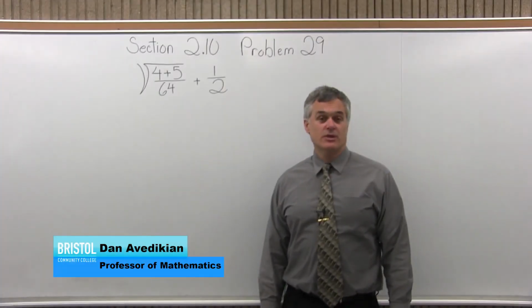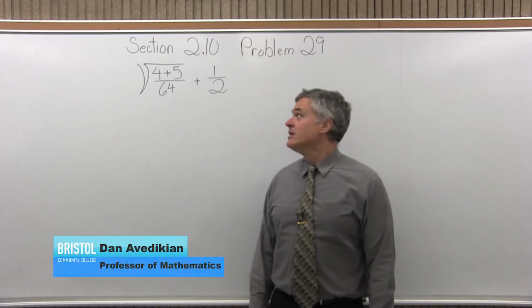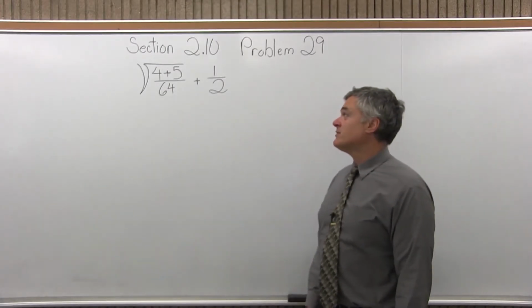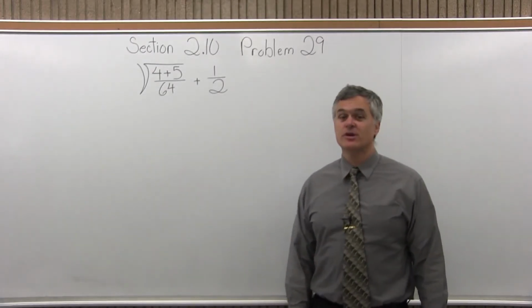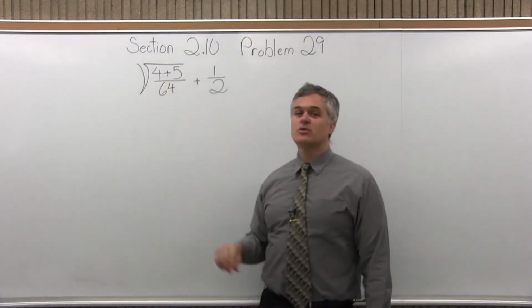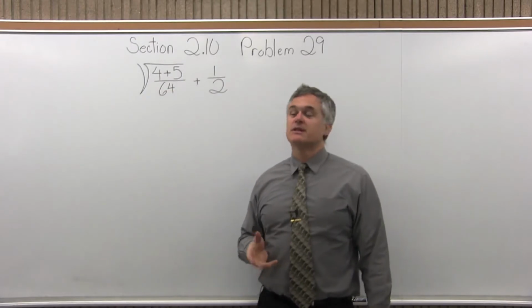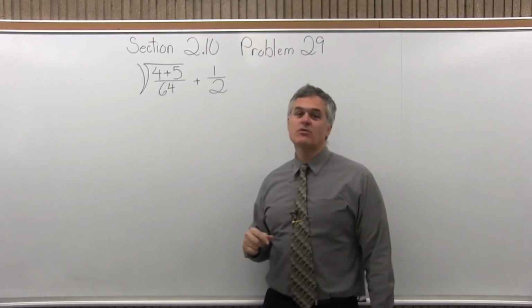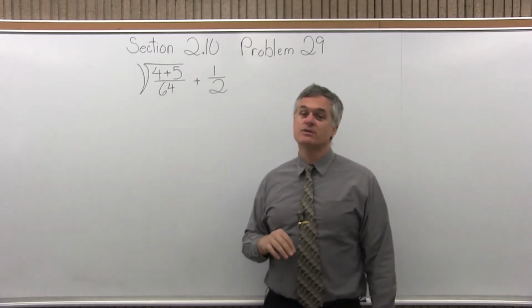This is Section 2.10, Problem 29. We have the square root of 4 plus 5 over 64, plus a half. So there's quite a few things going on in this problem. There's two different additions and there's a square root. So ordinarily I'd say you have to do the square root first. But overall, if you have parentheses, you need to do parentheses first.